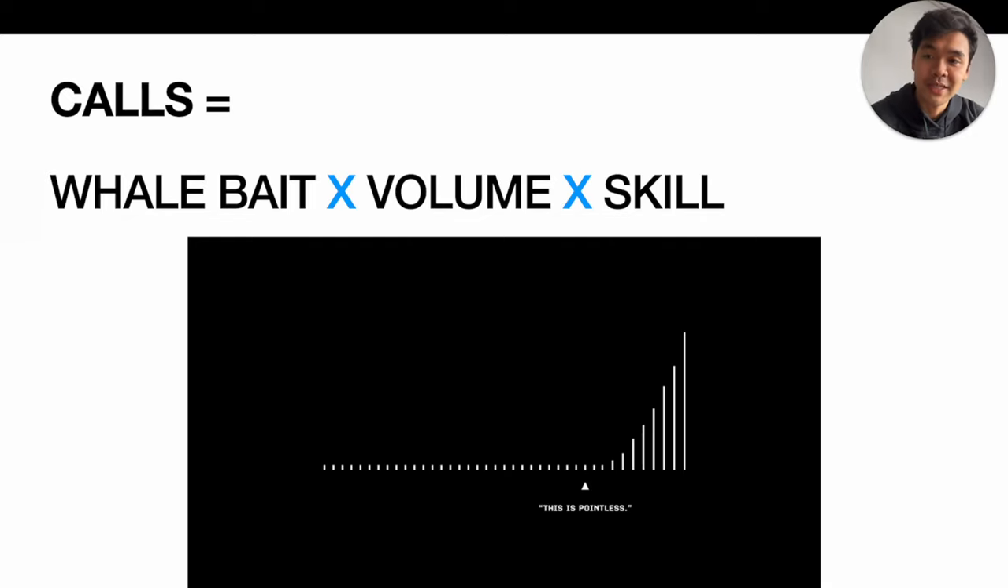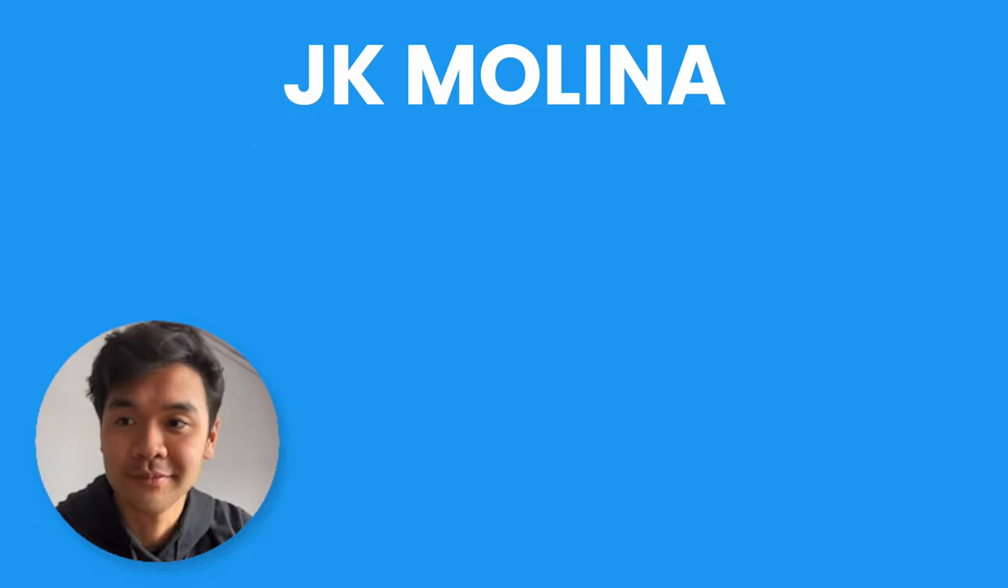Now, I'm gonna leave you with this. Calls, remember, equals whale bait times volume times skill. If you're not getting enough calls, then it's probably one of these three issues. I love the graphic below by Jack Butcher. It'll feel like nothing's going on, but then you just win. Hopefully that was helpful, and go make some money.